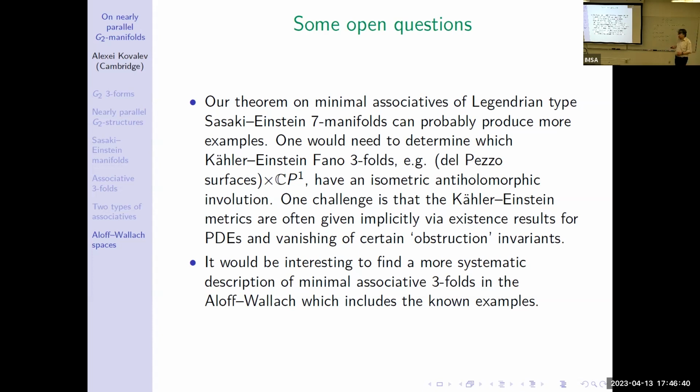Also, for Aloff-Wallach spaces, which are given rather explicitly, we get this big supply of examples, but again, the natural question is whether these are all associative minimal threefolds or whether one can find further methods to find them. That remains an open question, but hopefully some further ideas and more research into that. So, okay, that's I think what I want to say. Basically, this is a project which starts an investigation in an area which still has a number of questions. Thank you.